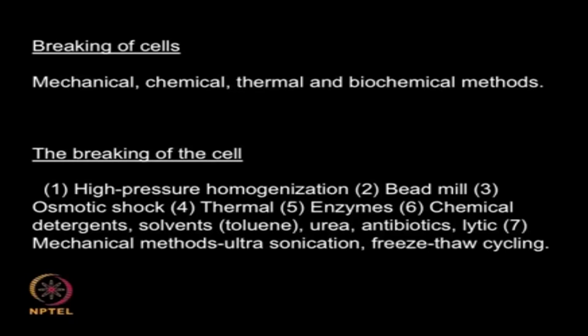Mechanical methods are there, chemical methods, thermal methods and biochemical methods, and each has advantages and disadvantages, and each can be used for certain types of applications or purposes. To sum up, you can use high pressure homogenization, bead mill, osmotic shock, high temperatures, enzymes to destroy the cell walls, chemical detergents like solvents, toluene, urea, antibiotics, mechanical methods like ultrasonication, even freeze thaw cycling. Let us look at some of them which we have missed out in the previous classes.